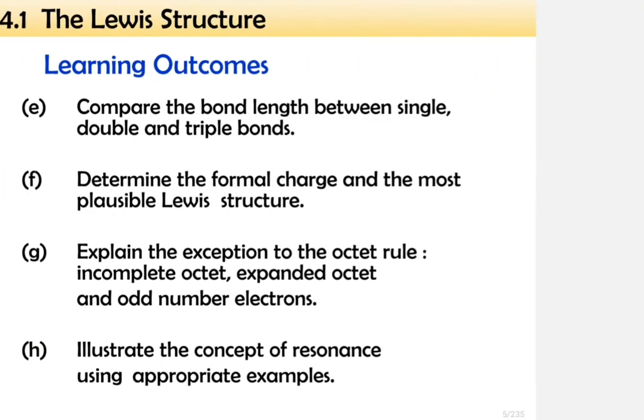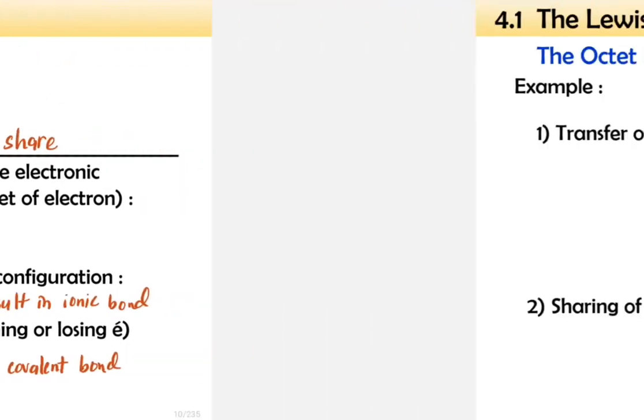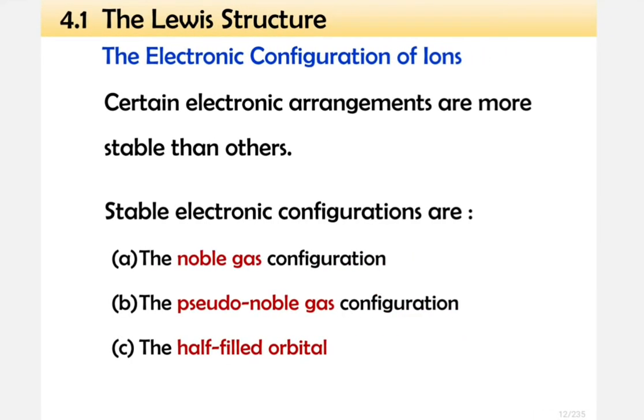Alright. So for this one, we already went through in the previous lesson, so I hope that you understand this. Alright, ini yang kita nak fokus lah. This is learning outcome B: electronic configuration of ions. Certain electronic arrangements are more stable than others. Stable electronic configurations are the noble gas configuration, pseudo-noble gas configuration, and the half-filled orbital. Please understand we are talking about ions. So, electronic configurations of ions.